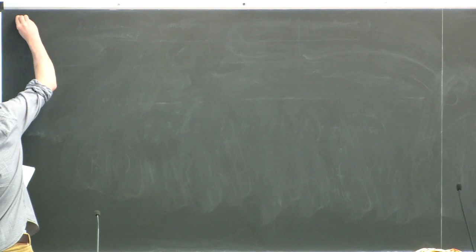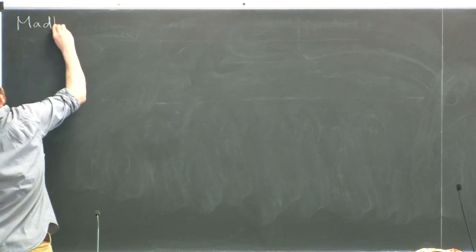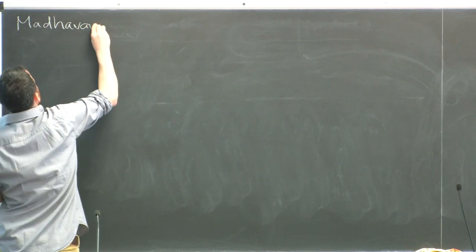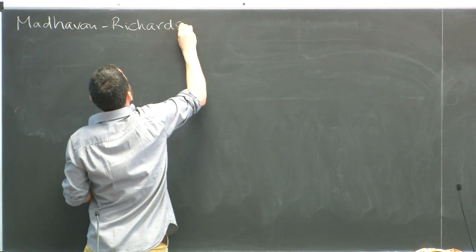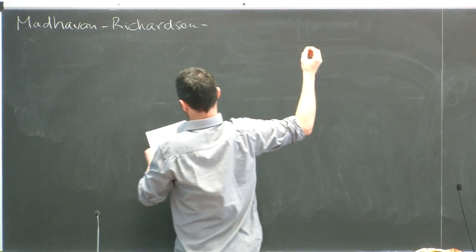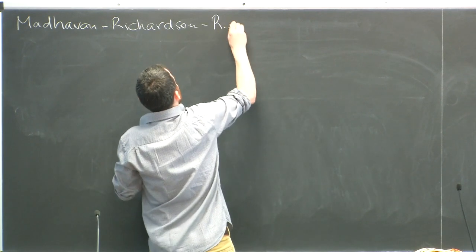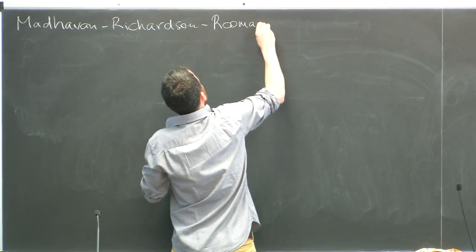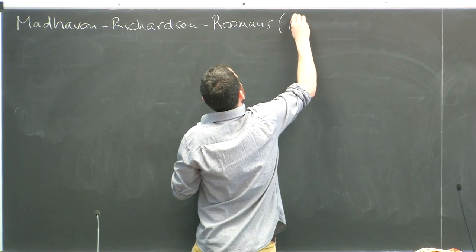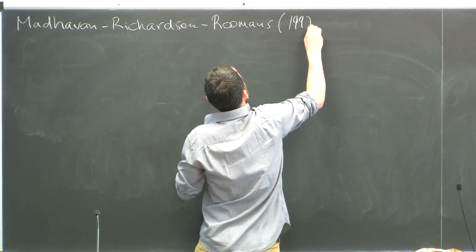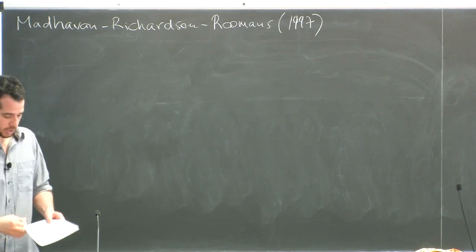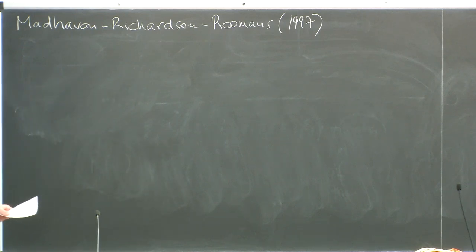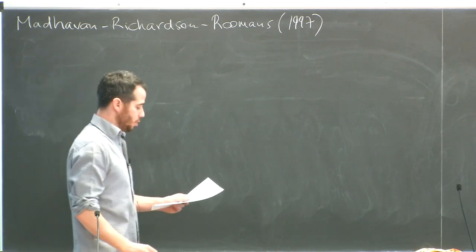saw. It's called, to write the name, Madhavan, Richardson and Roomans. A model which comes from economics, but somehow it's very similar to what was this, let's say, Glosten and Milgrom type of thing.